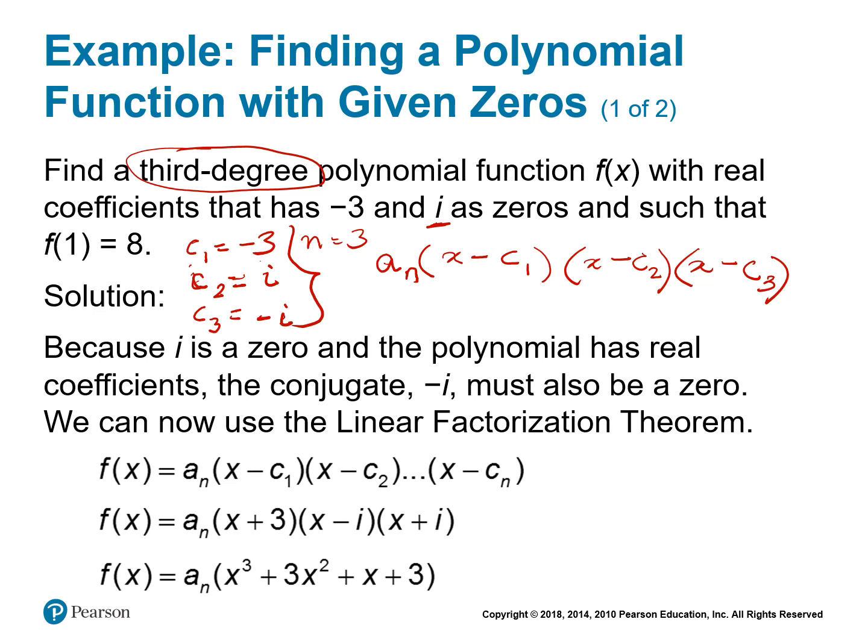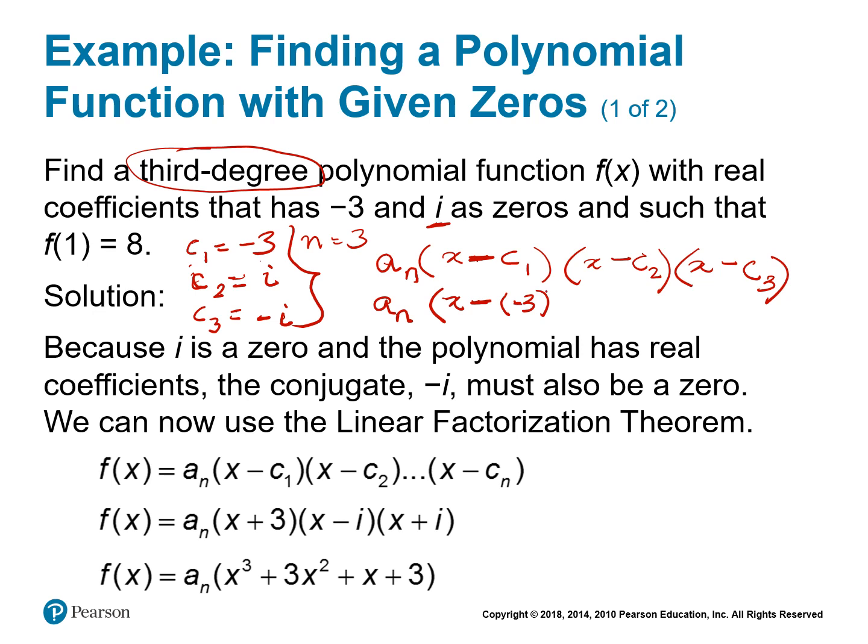All right. So once we do that, we can just plug them in. So a sub n we don't know yet, so I'll just keep it as a sub n, and then x minus, remember it's c1, which is -3, and minus is part of the form of the factor, so I have to write it as x minus -3.